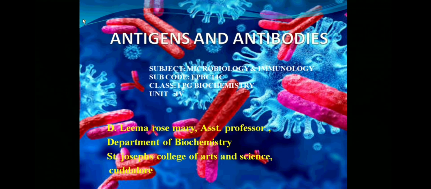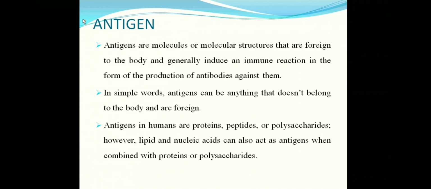Now I am going to talk about antigens and antibodies. Antigens means any foreign substance. Here antigens are molecules or molecular structures that are foreign to the body and generally induce an immune reaction in the form of the production of antibodies against them. In simple words, antigens can be anything that does not belong to the body and are foreign.